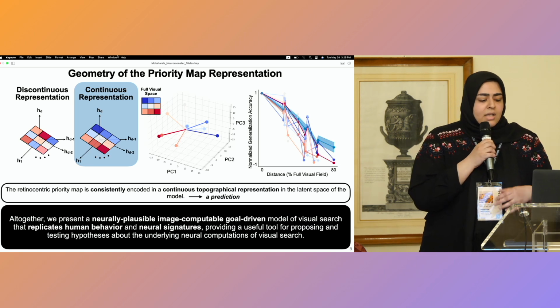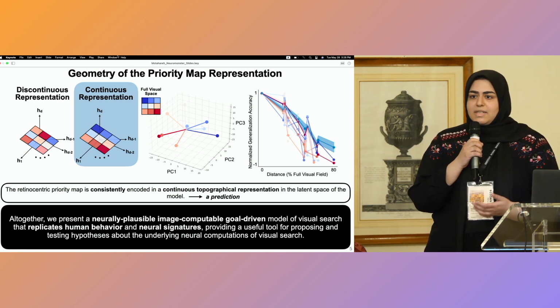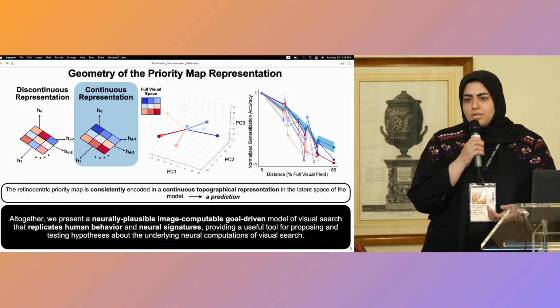Altogether, we present a neurally plausible, image-computable, goal-driven model of visual search that replicates human behavior and neural signatures and provides a useful tool for proposing and testing hypotheses about the underlying neural computations of visual search.